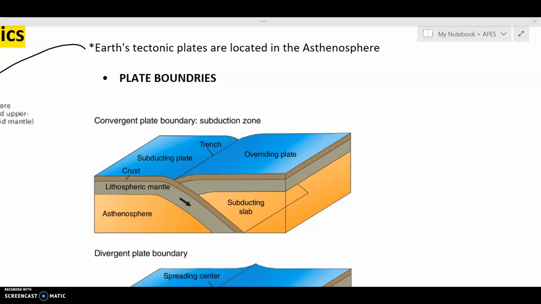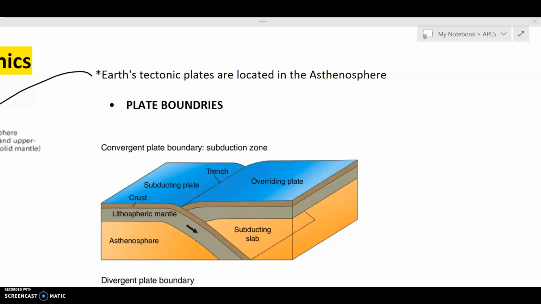So a convergent plate boundary is when two plates sort of collide with one another. They're going towards one another. So what usually ends up happening is one plate slides under the other. And that's what creates your subduction zone. Usually a trench forms in the subduction zone of convergent plate boundaries, so be familiar with that.